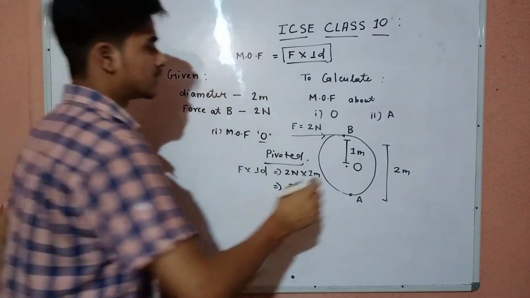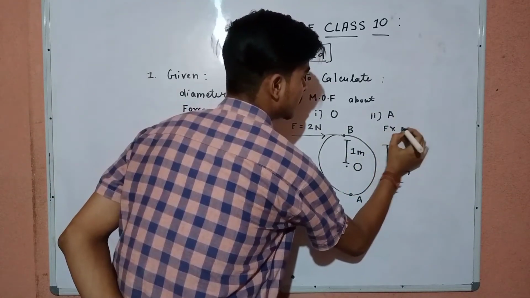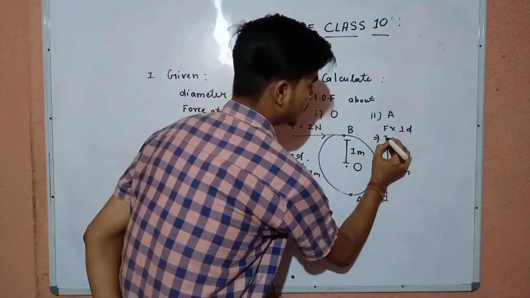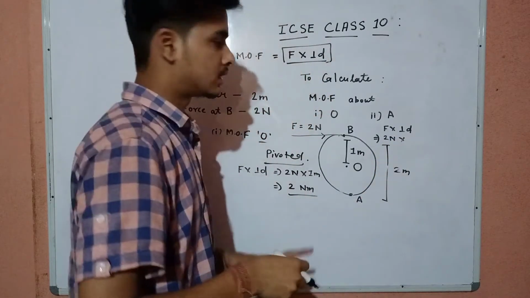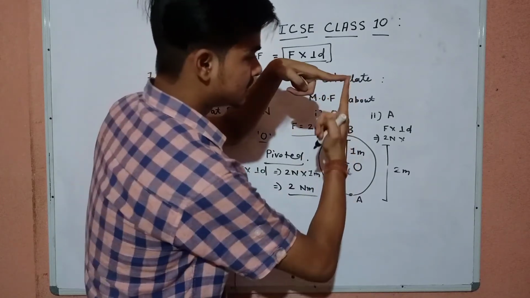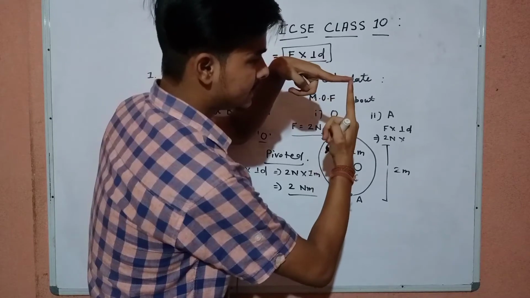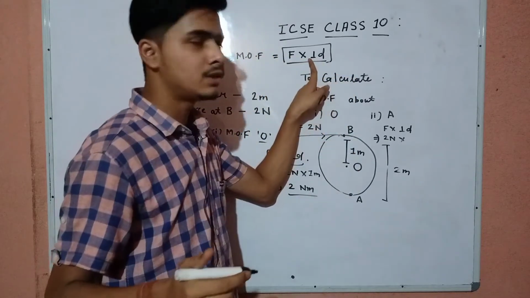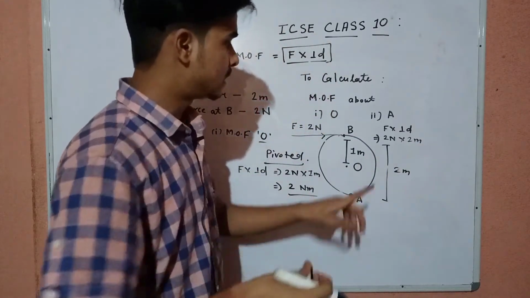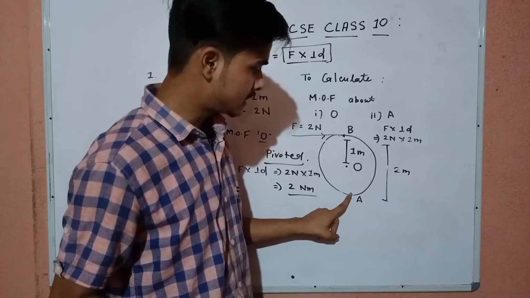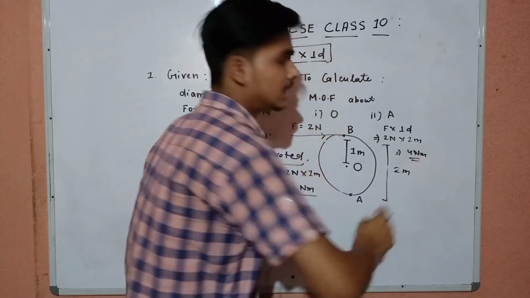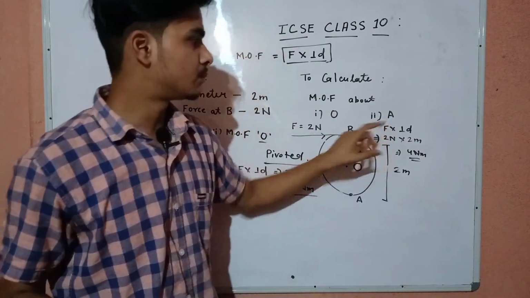Particularly for this question, the formula is force into perpendicular distance. The force value will be the same, 2 Newton, but now what is our perpendicular distance? This is the force and this is the perpendicular distance, making a 90 degree angle here. That's why it is perpendicular distance. The value of distance is 2 meter, because here the pivoted point is A. So the solution is 4 Newton meter, the required moment of force about the point A.